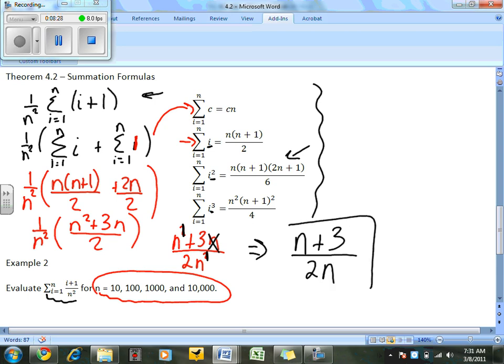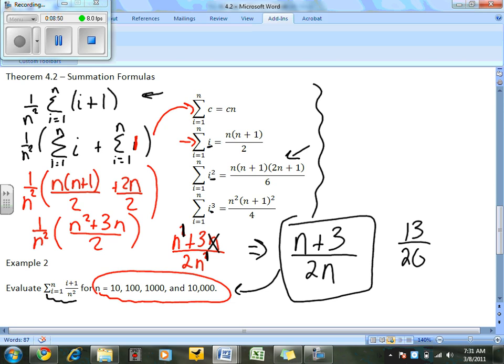And then we can evaluate for 10, 100, 1,000, and 10,000. I'm not going to do that. All you need to do is plug it in your calculator. You plug 10 in for n, so you have 13 all over 20. And then you do it for 100, you do it for 1,000, you do it for 10,000. And that's all that is right there.